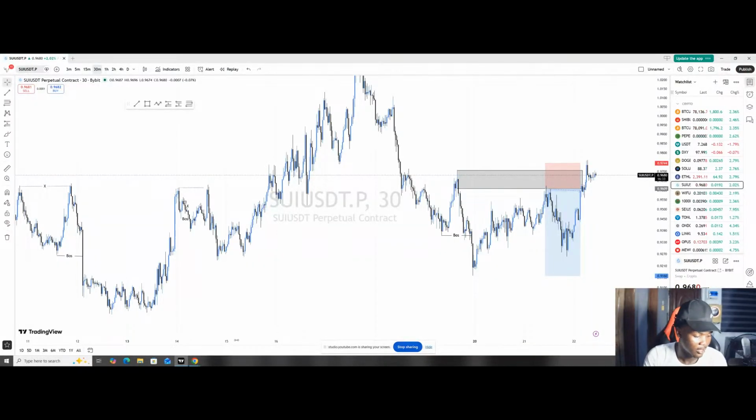So I hope you guys can see my screen. I don't know if you guys can see my screen. Okay, I can see you guys can see my screen now.